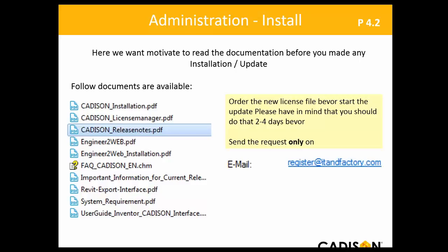Order the new license file before you start your update, and please have in mind that you should do that 2 or 4 days before, and send the request only to register@ignfactory.com. If you send this to others, you will get no reply. So please do this, so that we can make the licenses for you more quickly.